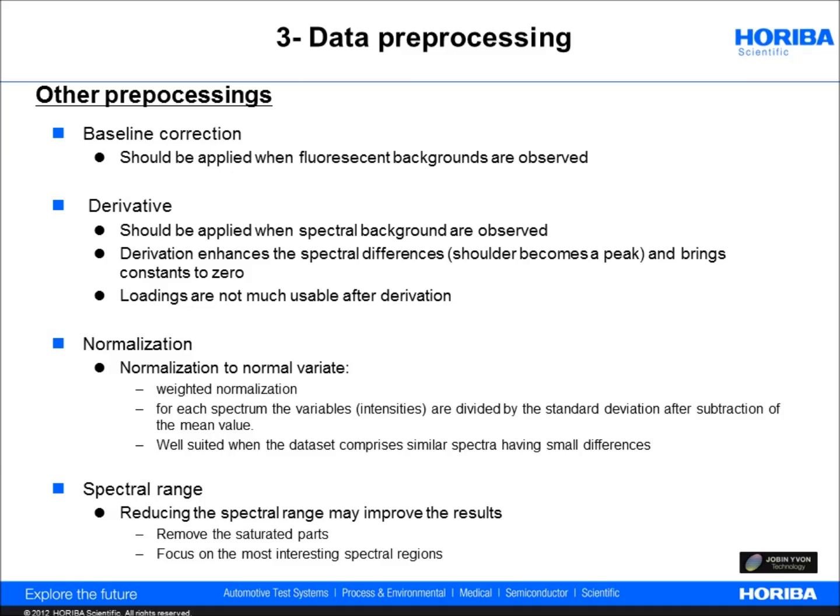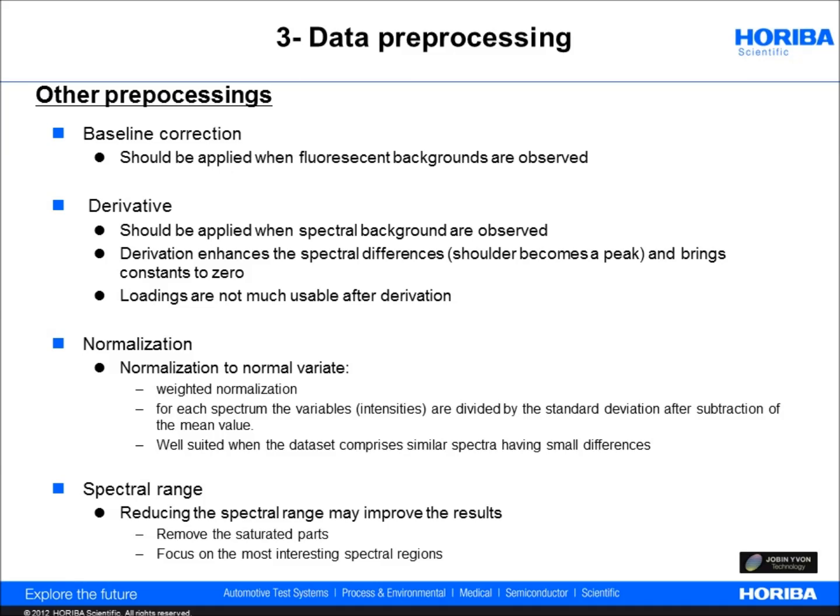In addition, other preprocessings which are not included in the NVA module but available in the Processing tab of LabSpec 6 can be employed. This is the case for baseline correction or derivation, both of them used to remove high spectral background. Derivation is also a way to enhance spectral differences. For example, shoulders present in the original data will turn into peaks after derivation. Other normalizations are available, such as the normalization to Multivariate, which is very much employed for spectroscopic data.